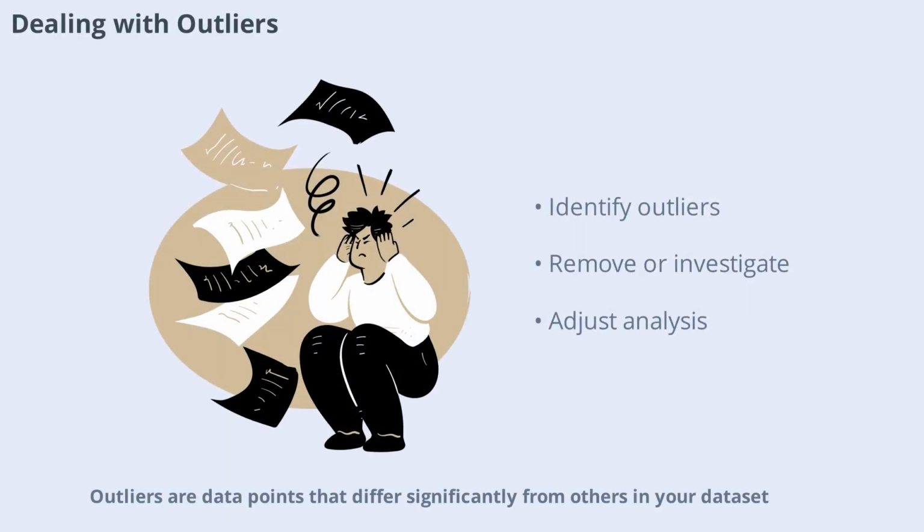Outliers are data points that differ significantly from others in your dataset. They can result from errors or represent rare but important cases. Deciding how to handle outliers depends on your analysis goals. Sometimes you may remove them, other times you may investigate further or adjust your analysis to account for them.